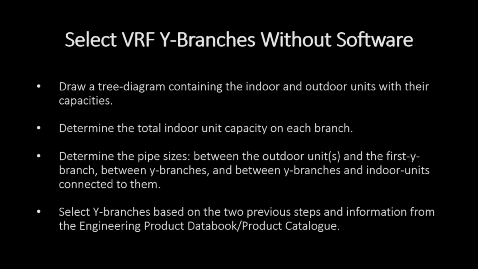To properly select VRF Y-branches without software, first you have to draw a tree diagram containing the indoor and outdoor units with their capacities. Second is to determine the total indoor units capacity on each branch. Third is to determine the pipe sizes between the outdoor units and the first Y branch, between Y branches, and between Y branches and indoor units connected to them. Then the last step would be to select Y branches based on the two previous steps and information from the engineering product data book and or the product catalog.